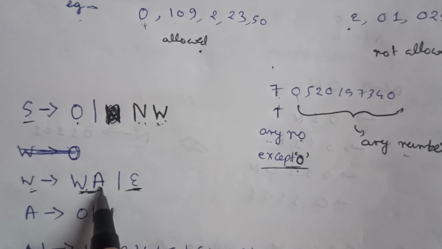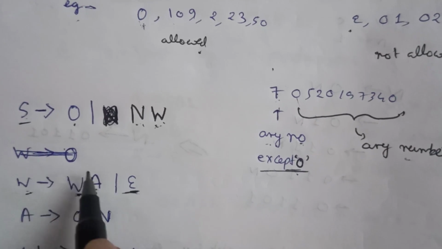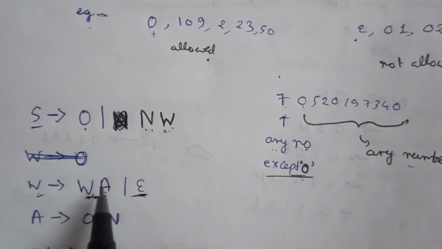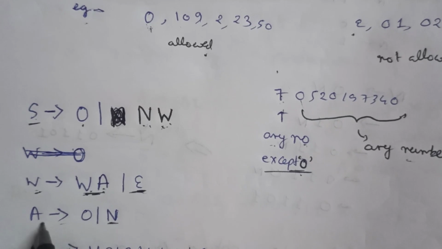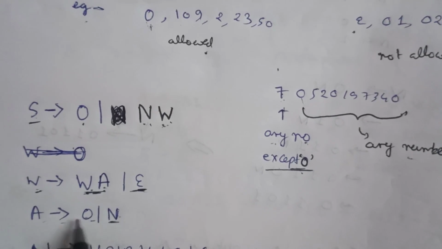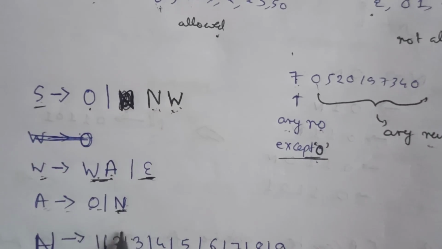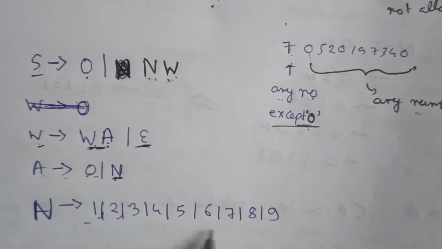Now what is this A? This A can be any possible number, that is 0 and the natural numbers. I have already taken natural numbers as N, so this can also be natural numbers, or it can be 0. So there are two possibilities: A to 0 and A to natural numbers, both are allowed. And what are the natural numbers? Natural numbers are 1 to 9. I have added them through pipe operators.